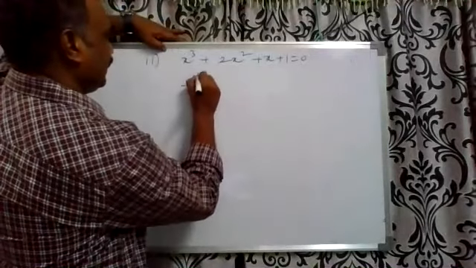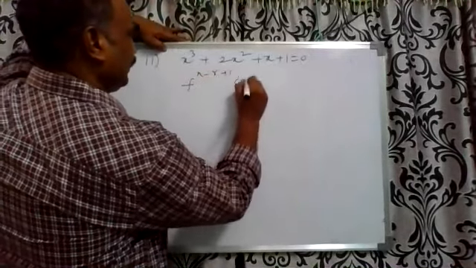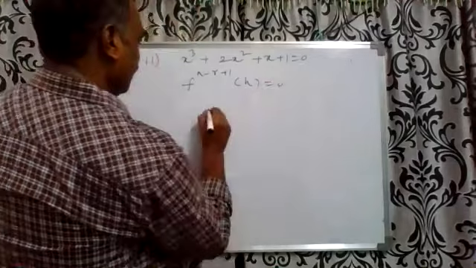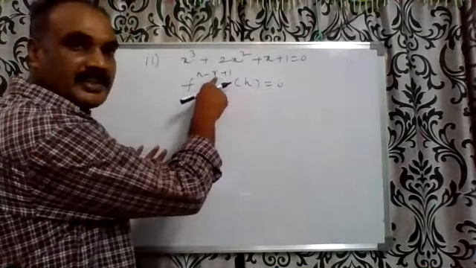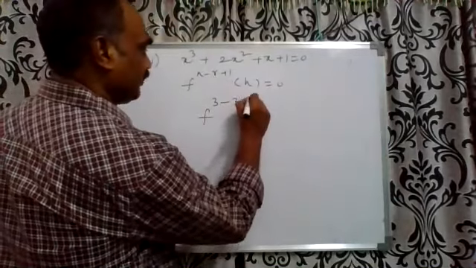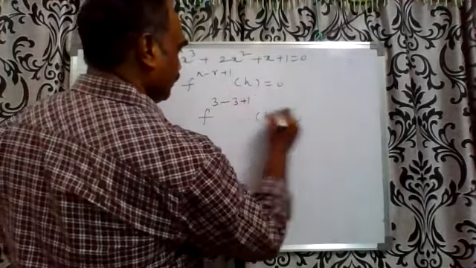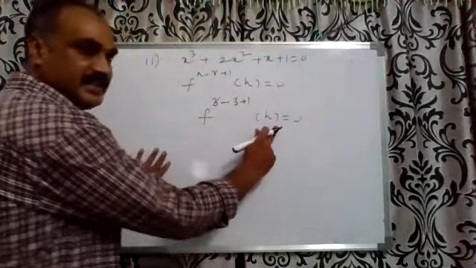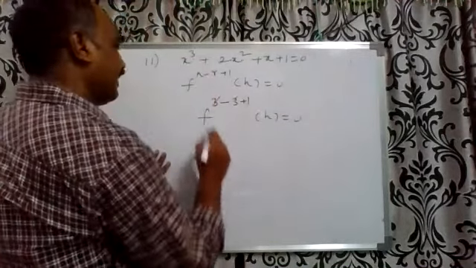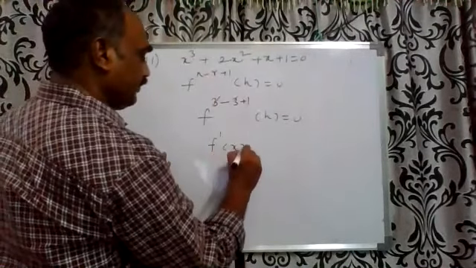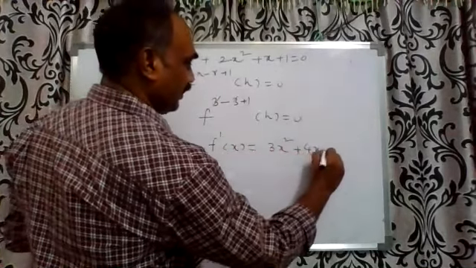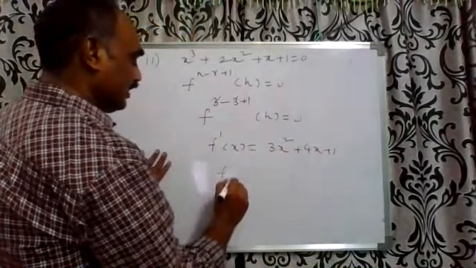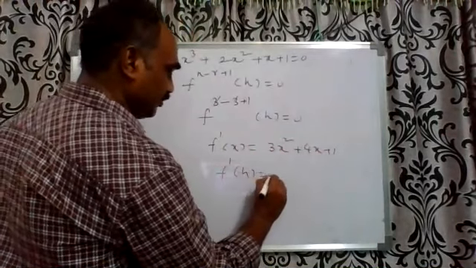Formula: f to the power of (n minus r plus 1) of h is equal to 0. f to the power n is the degree, 3. Eliminate the third highest power, r is equal to 3, so 3 plus 1 minus 3, f dash of h is equal to 0. What is f dash x? f dash x is equal to 3x square plus 4x plus 1. f dash h is equal to 0.